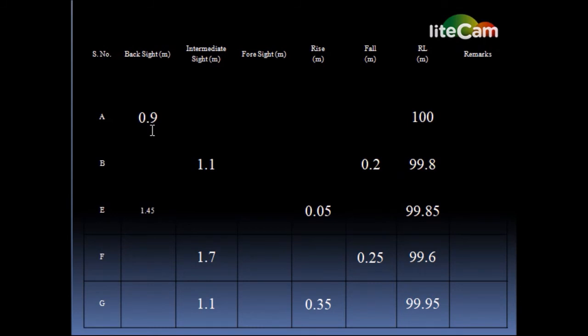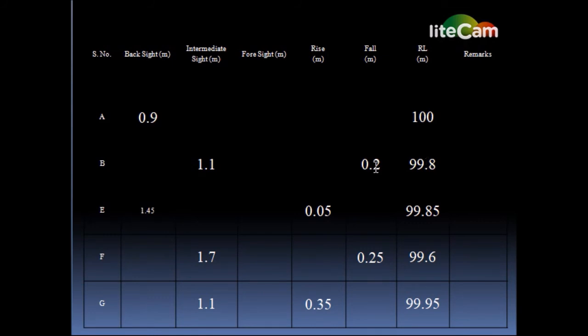So as the intermediate side is greater than the back side, we can conclude that there is a fall, and this was 0.2. We subtract directly this from this. If we get minus, we'll call it a fall. If we get plus, we will call it a rise. So we know the RL of A and we know the fall. If the value has fallen, so the RL of B will be this one.